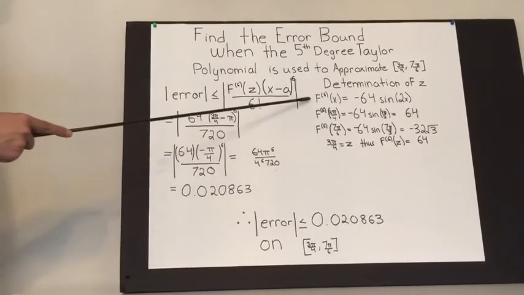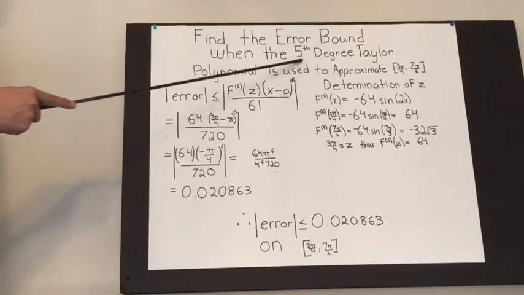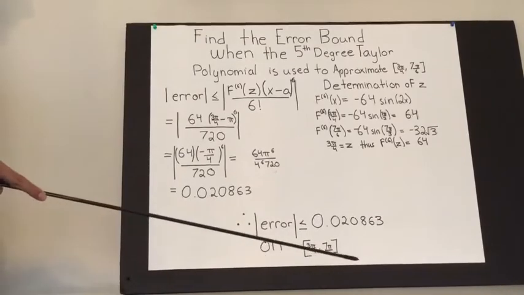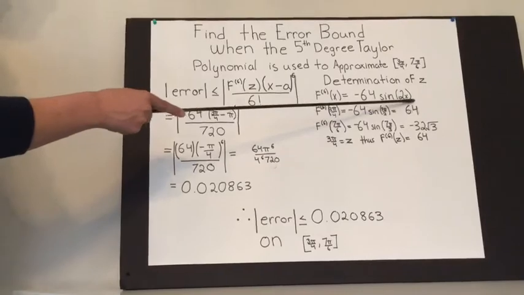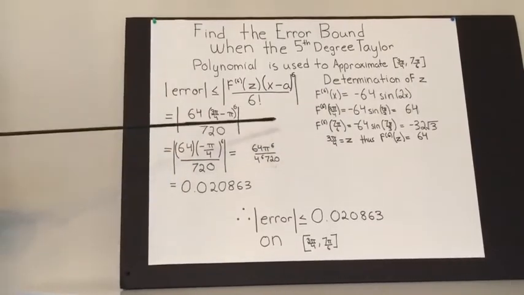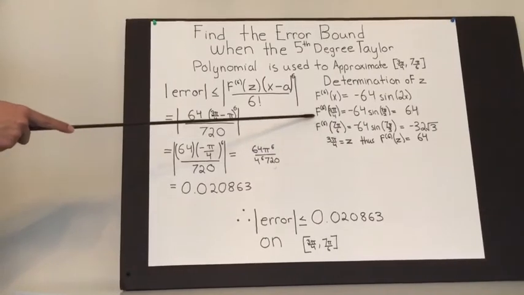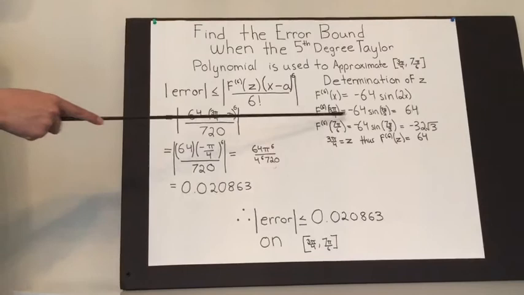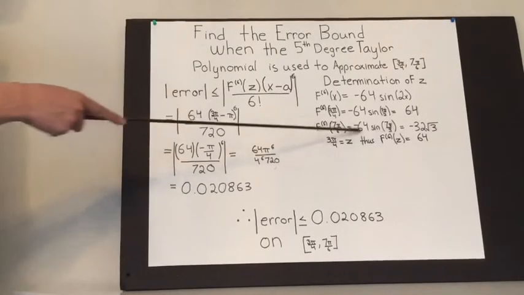So we have f to the 6th derivative, because we're taking the 5th degree polynomial, so you always have the derivative 1 over the degree polynomial you have, which is negative 64 sine of 2x, which I showed in the previous problem. Now we are going to plug in both endpoints, and we see that f to the sixth derivative of 3 pi over 4 yields a greater number than 7 pi over 6.